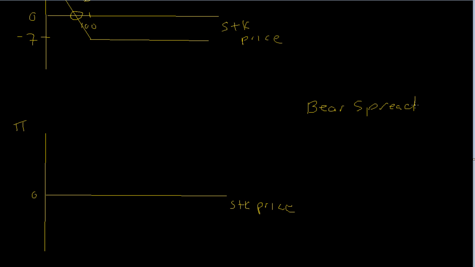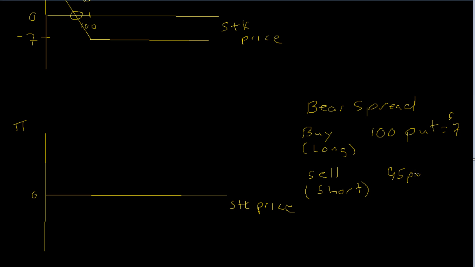And what I'm going to do is, in this case, I'm going to buy, or sometimes we say long, so let me put long under here, long the 100 put. So I'm going to buy the same put option I bought before for 7, but I'm going to sell, or sometimes referred to as being short, a 95 put. And the 95 put has a premium, let's say, of $3. So I'm buying this, I'm selling this.